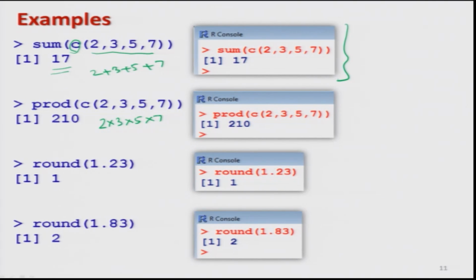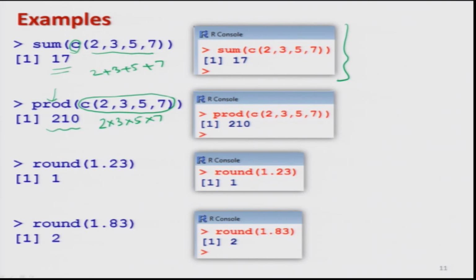So, in that case I simply try to club or combine all the values inside a vector using the c command, and then I operate the function prod, that means product, and 2 into 3 into 5 into 7 comes out to be 210.